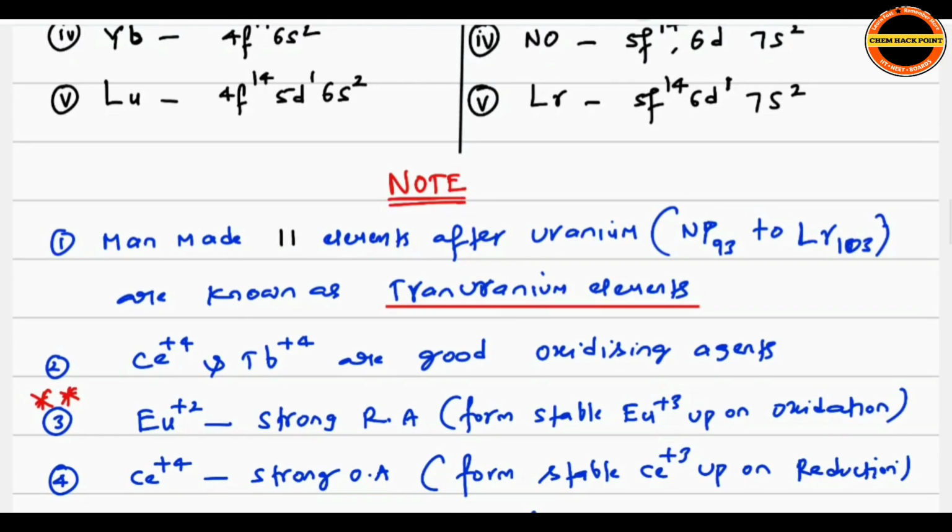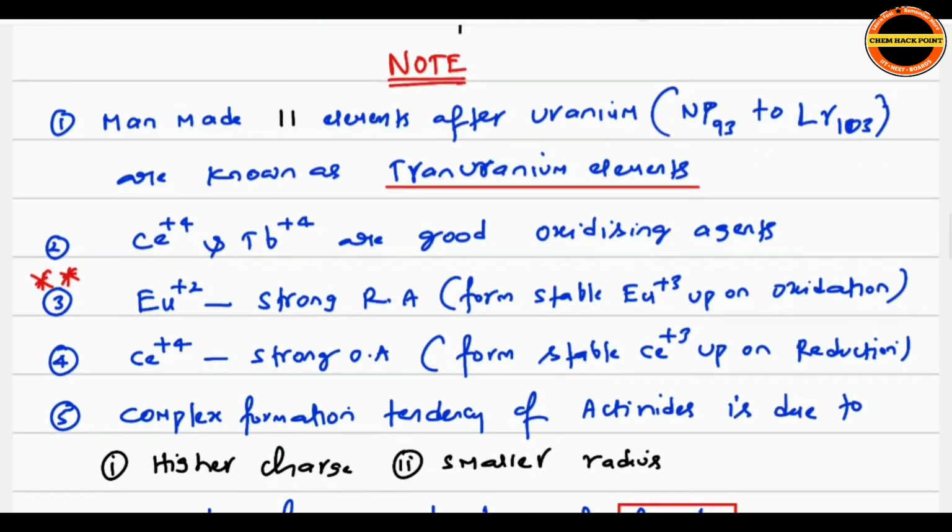Observe this note. The man-made 11 elements after uranium, that is neptunium to lawrencium, are known as transuranium elements. Uranium has atomic number 92. After uranium, these 11 elements are placed. That's why these are referred to as transuranium elements.